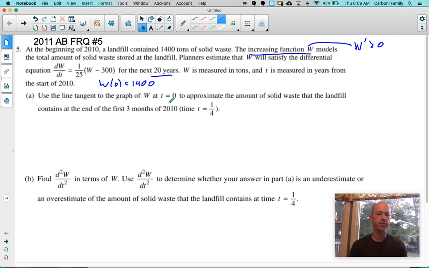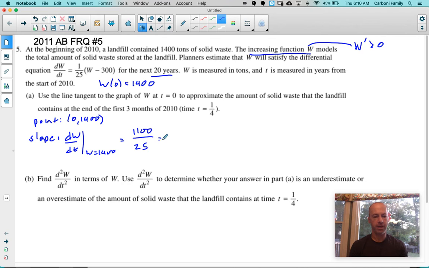All right, so use the line tangent to the graph of W at 0 to approximate the amount of solid waste the landfill will have at the end of the first 3 months. So first, the line tangent, I need a point, which will be (0, 1,400), and a slope, which will be my derivative, dW/dt. At this point, notice dW/dt is a function of W, so I need to plug in 1,400, and so that would be 1,400 minus 300 is 1,100 divided by 25, which I believe is going to be 44. Is that right?